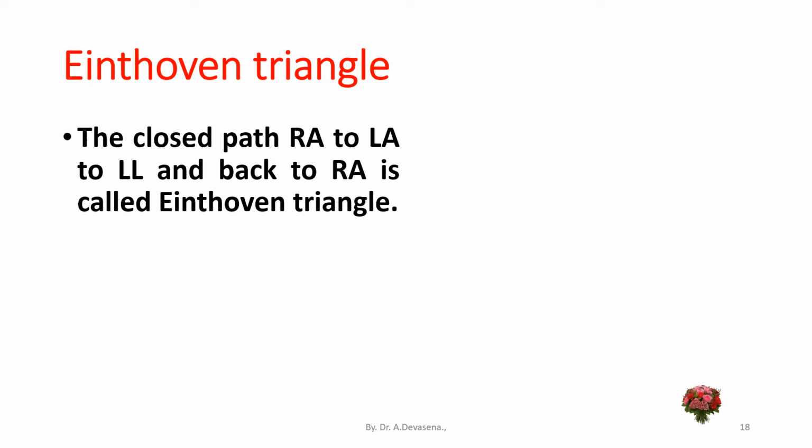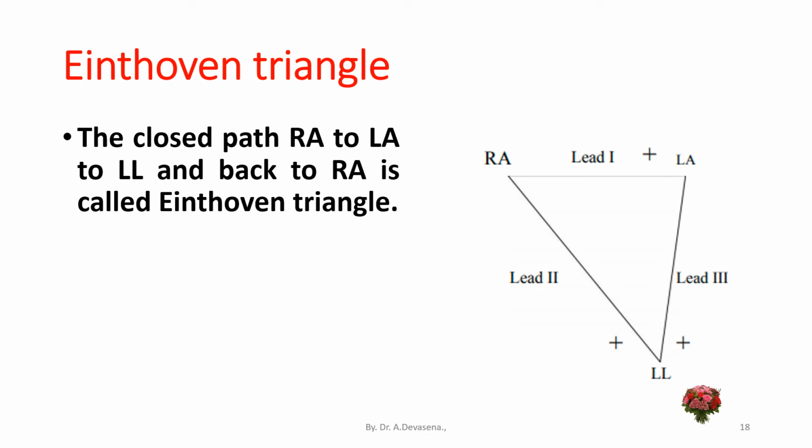Einthoven triangle. The closed path from the right arm to the left arm to the left leg and back to the right arm is called the Einthoven triangle. Here is a representation of the Einthoven triangle. In the Einthoven triangle, we have 3 leads. Lead 1 is connected between the right arm and left arm. Lead 2 is connected between the right arm and left leg. Lead 3 is connected between the left arm and left leg. These three leads create a triangle. That triangle is called the Einthoven triangle.